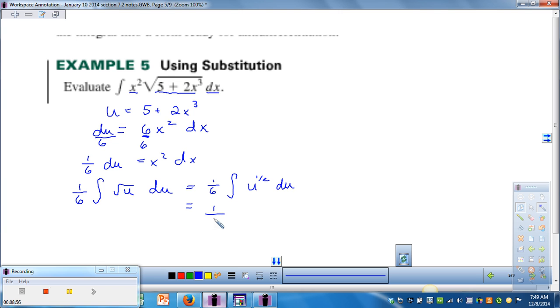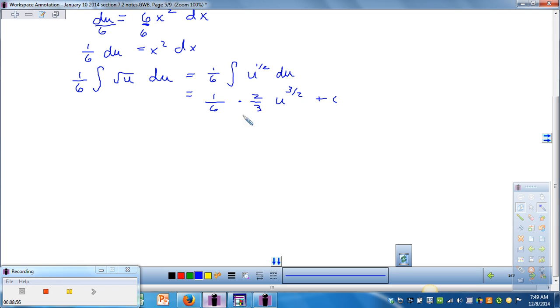Now we do our power rule, leave that 1/6 out in front. What is the antiderivative of u to the 1/2? Yep, so I'm going to write it as 2/3 u to the 3/2. You'll see me write it that way quite often, just so I'm not dividing by a fraction. And I need a plus b, correct? All right. So what do we have in front? 1/9. And what is u? 5 plus 2x cubed to the 3/2 plus b. Any questions on that one?